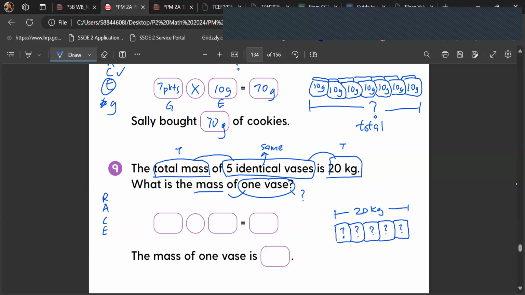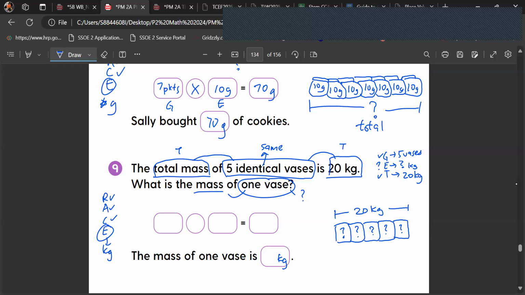So asking one bus is how many? So I write my GET here. So I have the total is 20 kilograms, I have 5 buses, and I'm looking for 1 bus. So each bus is how many kilograms? So I read, annotate, draw a model. Now, this is very important. The answer should be kilograms.